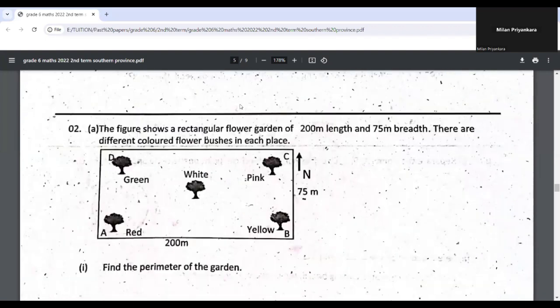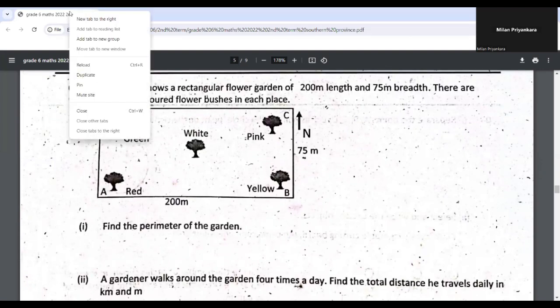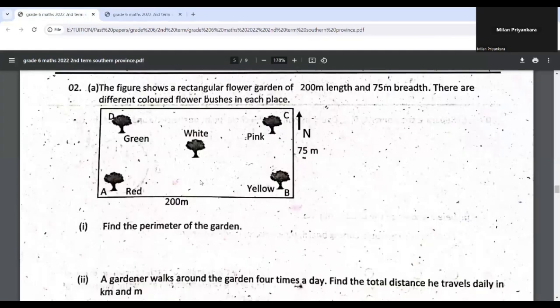Now let's go to question number 2. In this one, the figure shows a rectangular flower garden of 200-meter length and 75-meter breadth. There are different colored flower bushes in each place. Find the perimeter of the garden.